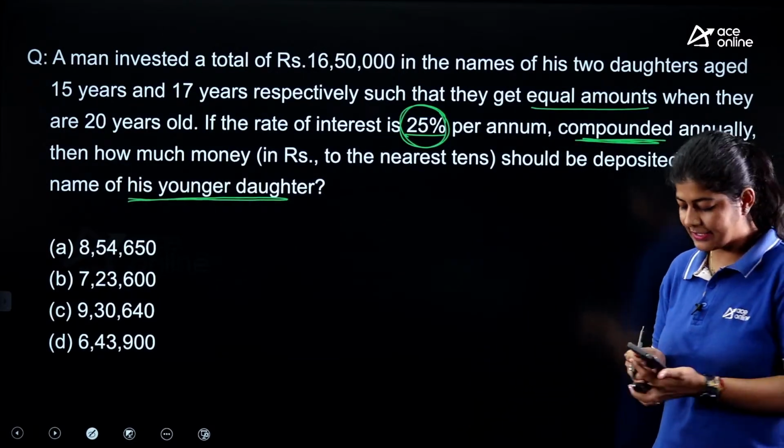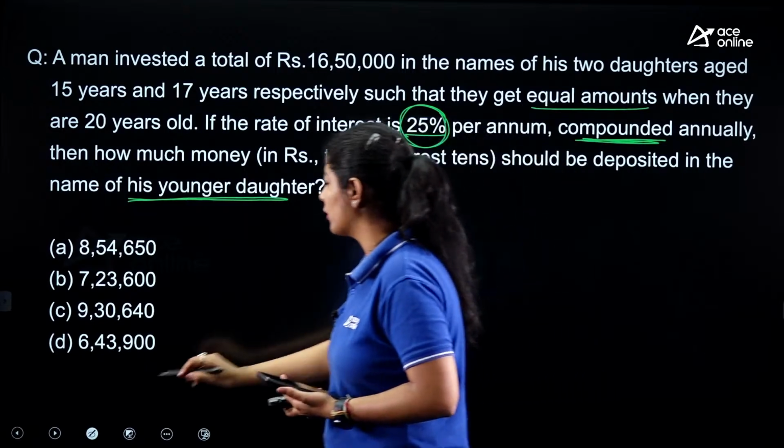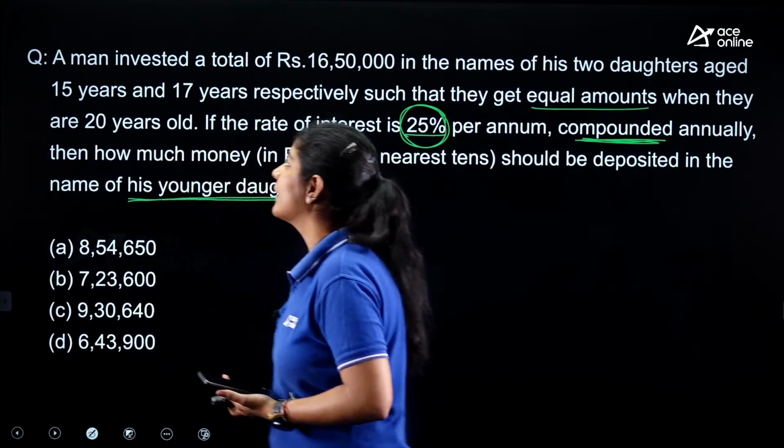answer. Jaipur and Sai, very good. I guess you both got the correct answer. The question is very simple.